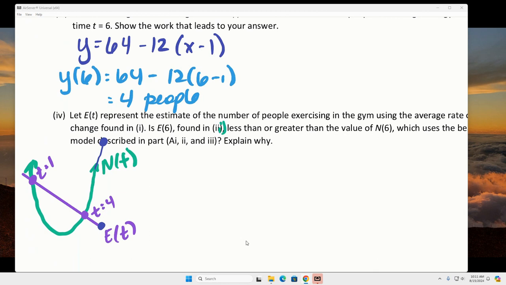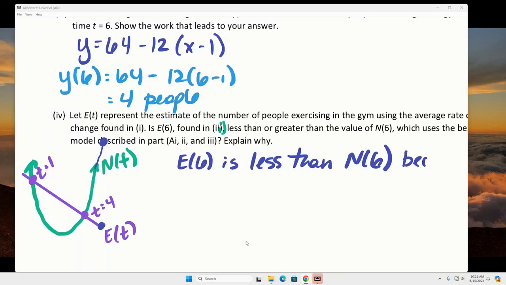So what do you think? Is E of 6 less than or greater than N of 6? Less, because it's below. All right, so let's get this wording right. So answer the question like you just said. E of 6 is less than N of 6. But that's definitely not enough for you to get the point. When you give the reason, it needs to include that E is a secant line and that N is concave up. Sometimes the drawing is enough, sometimes it's not. We're just going to pretend like it's not.